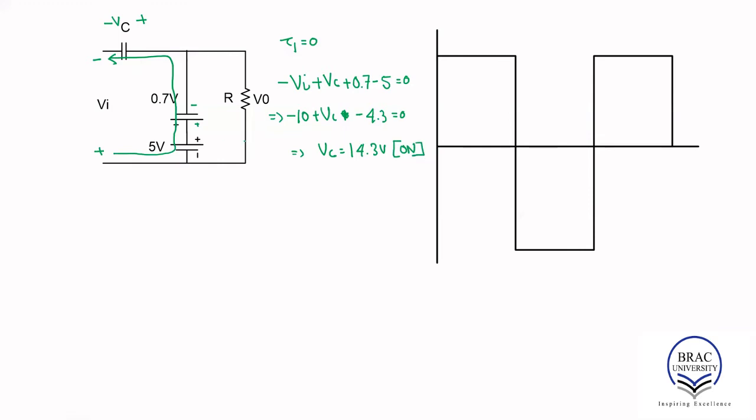Next thing we need to determine is V naught. V naught is the voltage across the resistor. The resistor is parallel to the diode and the DC voltage source. So that means we can find V naught to be plus 5 minus 0.7 equals 4.3. So this is the value of V naught when the diode is on.